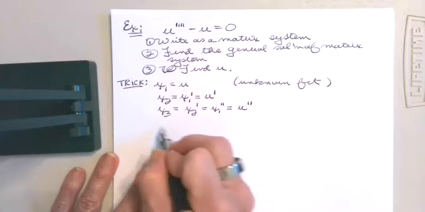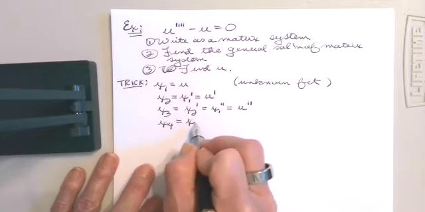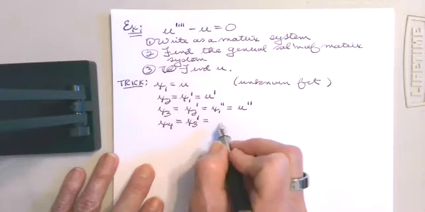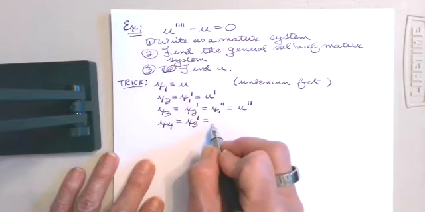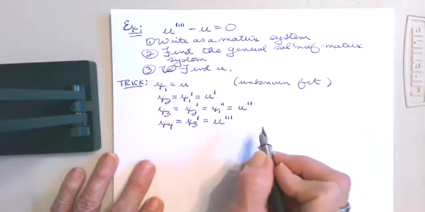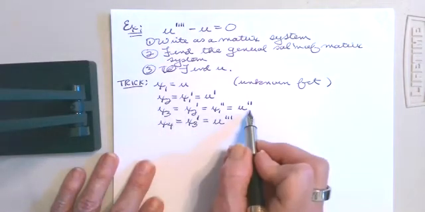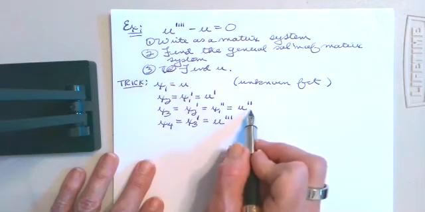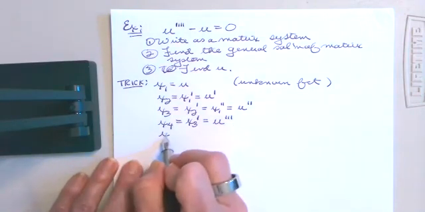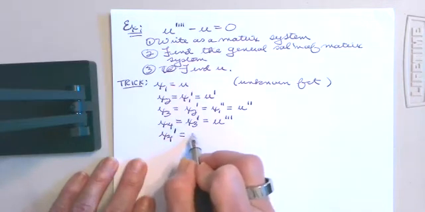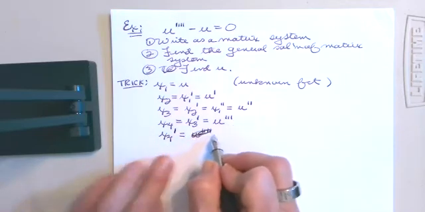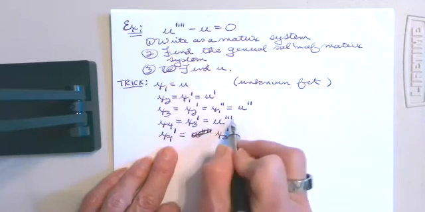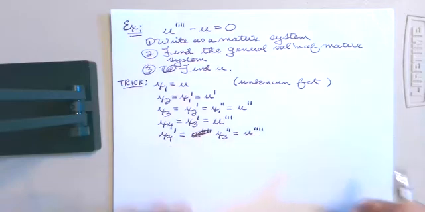And then x4 will be x3 prime, which is u triple prime. Because x3 is equal to this, so x3 prime is just u triple prime. And then notice x4 prime is going to be what? x4 prime is going to be the fourth derivative of u, because x4 prime will be x3 double prime, which is another prime on this guy. So that's four derivatives on u.